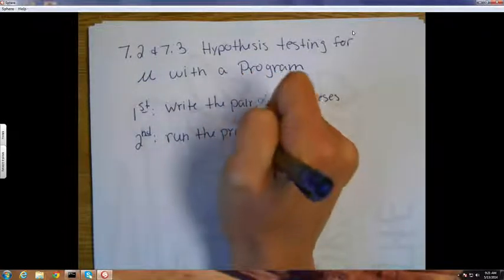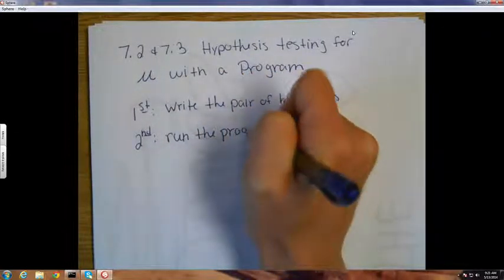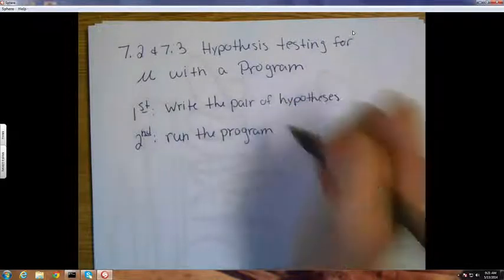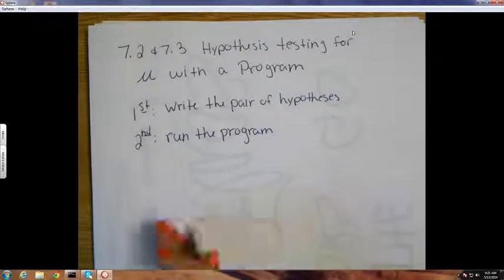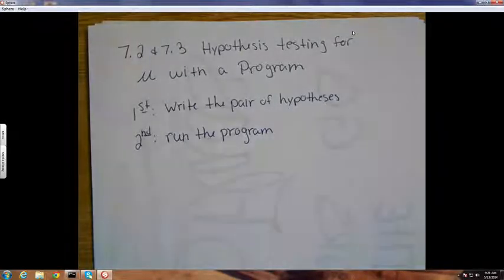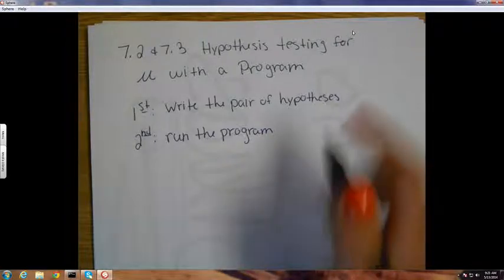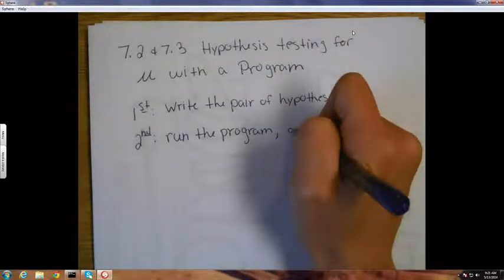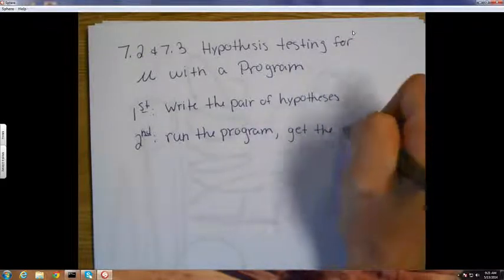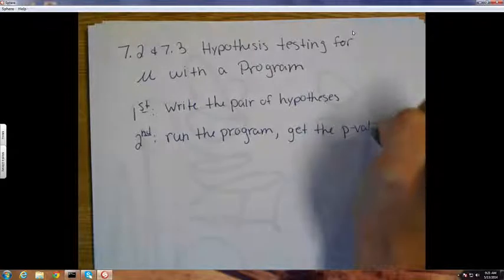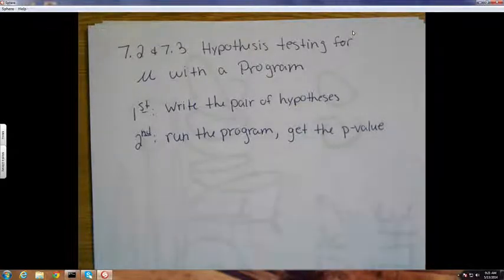So we will not be making a graph here. So we're not going to be comparing like a z-score to a z-score to see if it's in the shaded or the unshaded. What the program is going to give you is called a p-value. So run the program and get the p-value. And what this is, it's a probability value.